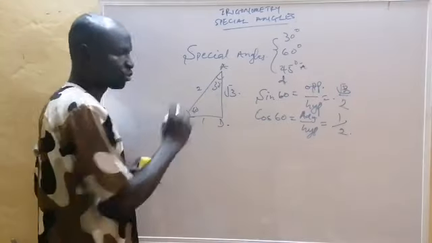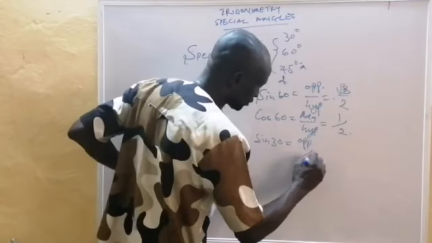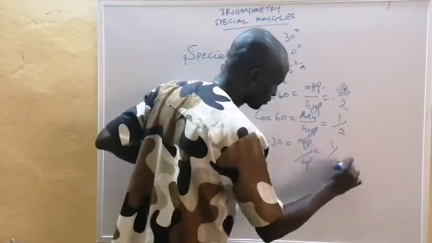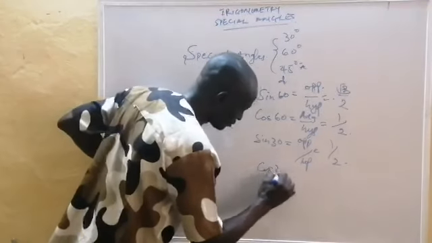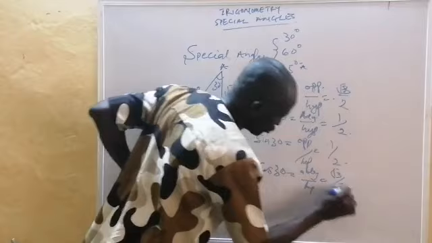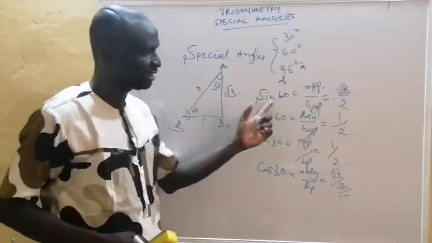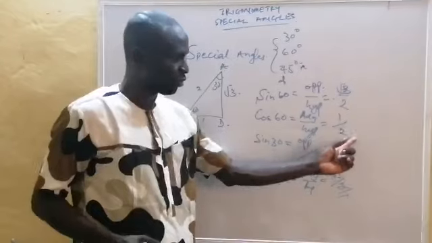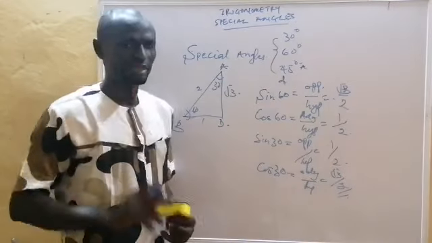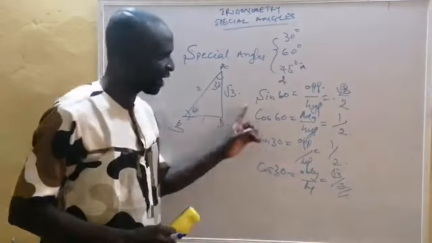over 2. Now let's work with 30. For 30, the sine of 30, which is same thing as opposite over still hypotenuse, is the same thing as 1 over 2. And the cos of 30, which is adjacent over hypotenuse, is equal to root 3 over 2. Now, with this, if you can work with your sine 60 as root 3 over 2, cos 60 as 1 over 2, sine 30 as 1 over 2, cos 30 as root 3 over 2. For those writing JAMB and other related exams that you will not be using calculators, you will find this very useful.